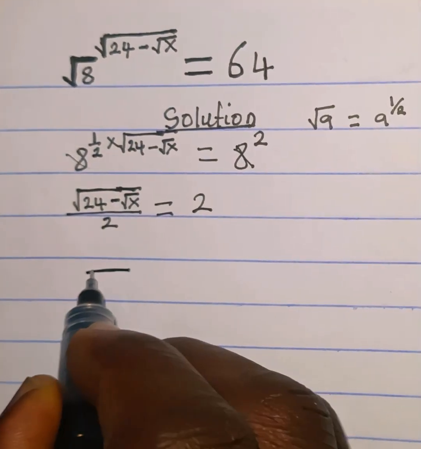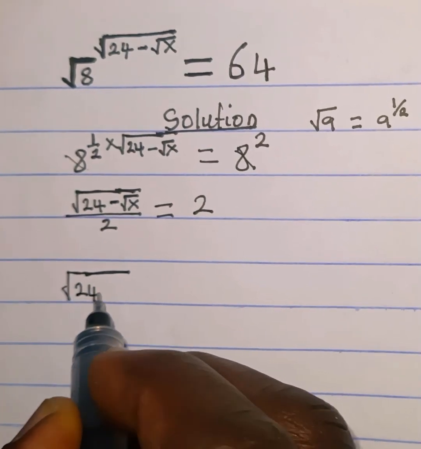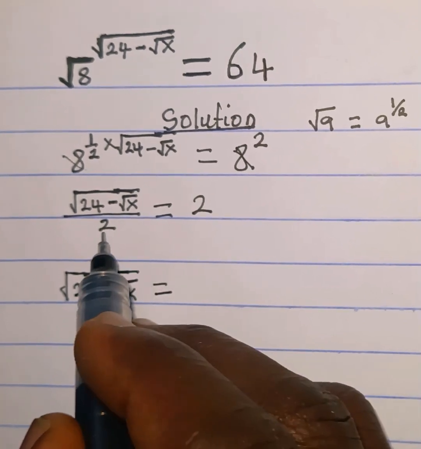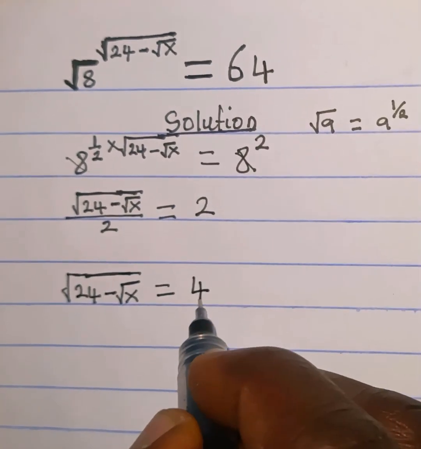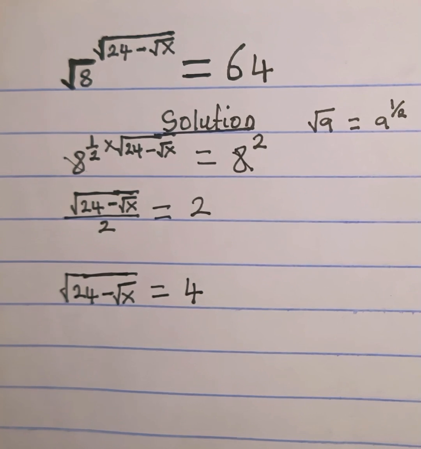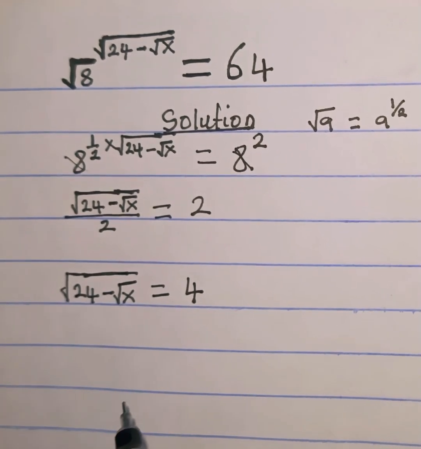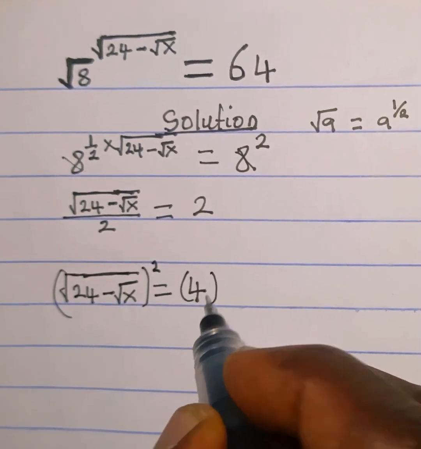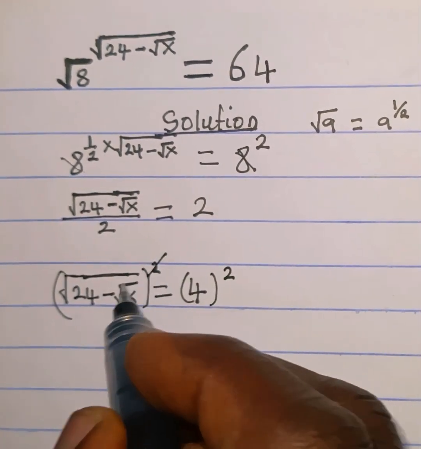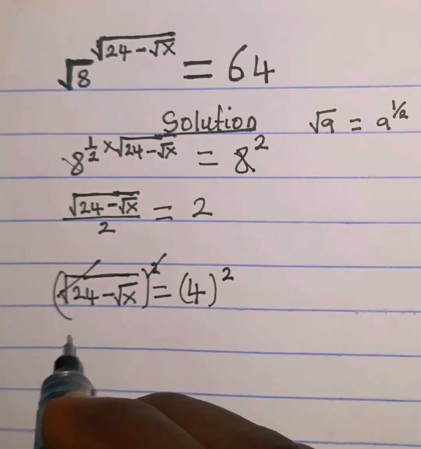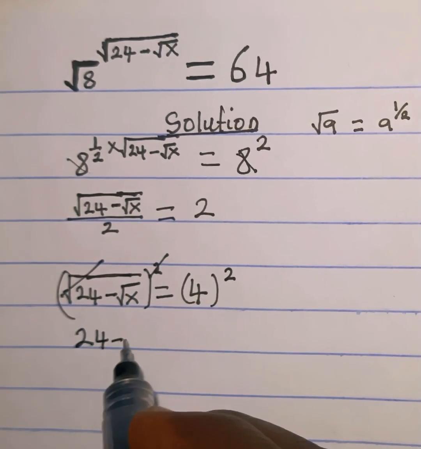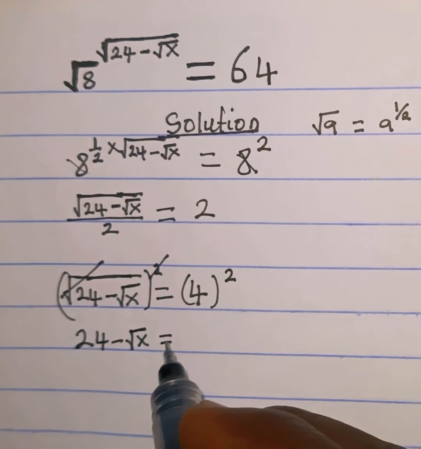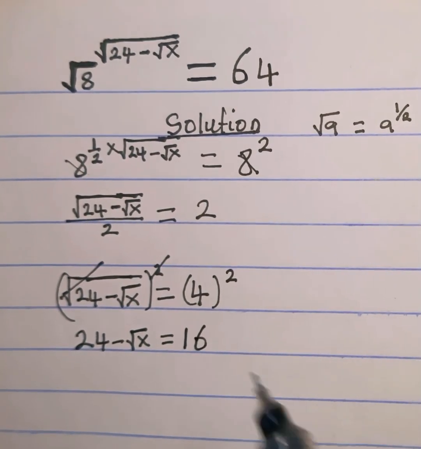So we're going to have square root of 24 minus square root of x, which is going to be equal to 2 multiplied by 2 is going to give us 4. Now, the next thing we're going to do is to try to remove this square root by squaring both sides of the equation. So we square the left hand side and also we square the right hand side, so that this square is going to eliminate the square root. So in the left hand side, we are left with just 24 minus square root of x, which is equal to 4 squared, simply 4 multiplied by 4, which is going to give us 16.